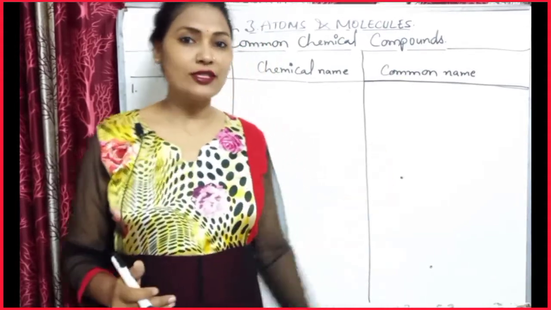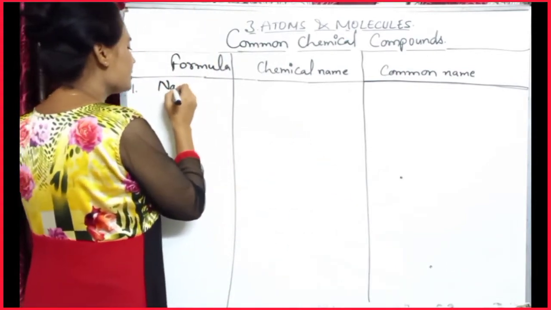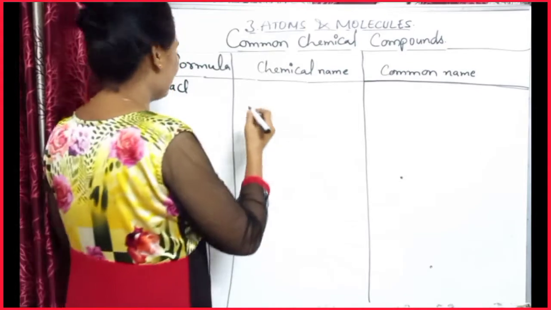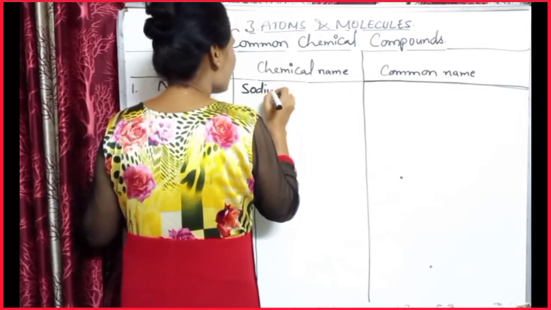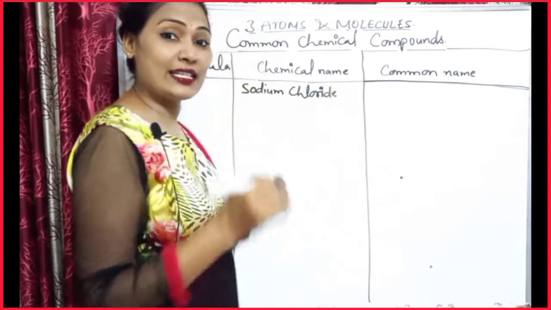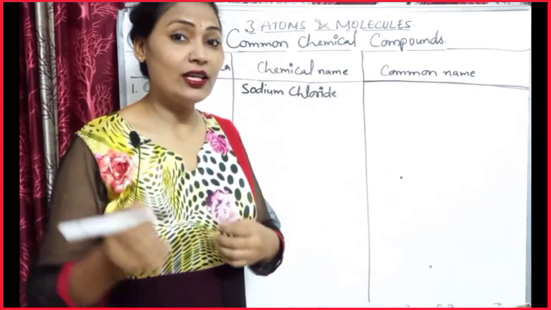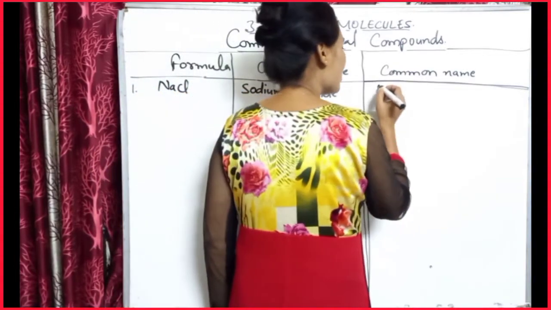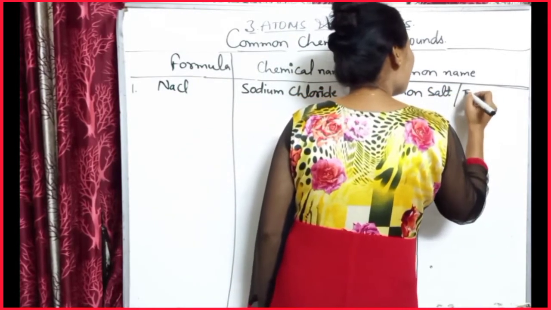So let us start with the first compound, that is sodium chloride, NaCl. Its chemical name is sodium chloride. It contains sodium and chlorine, so the elements are sodium and chlorine. Commonly it is used in our kitchens, so it is known as common salt or table salt, which we use in our food as an ingredient.